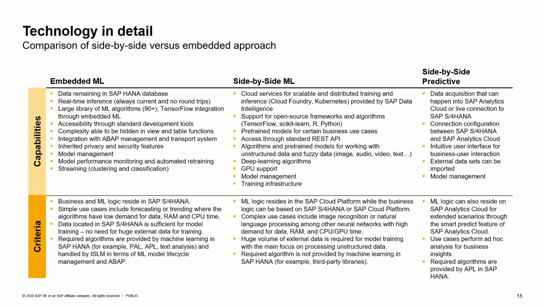The ML service is built, and then the consumption of this ML service is done by your SAP S4HANA business process. And now in the third approach, the sidecar approach, you leverage SAP Analytics Cloud, which again runs on SAP Cloud Platform. This is where you are leveraging only the APL algorithms, which are a quick way, the HANA APL algorithms, which are available as part of SAP Analytics Cloud.